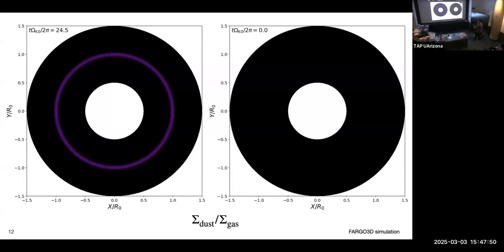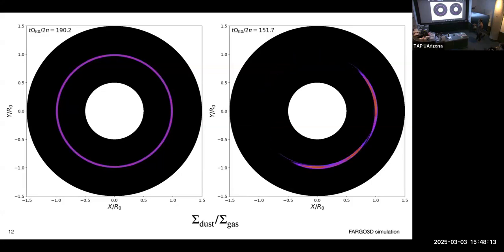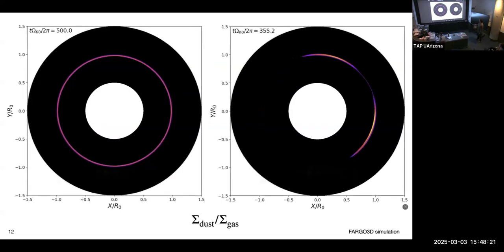Here's some simulation that I want to play of two kinds of dust rings. One's stable, one's not. I'm plotting dust density over gas density. The left one is stable, it stays as a ring, but the one on the right is not stable. It forms, well, it's not clear what forms here, but we stop it. So at some point, you stop the simulation and look at the snapshot. You have a ring and two vortices.